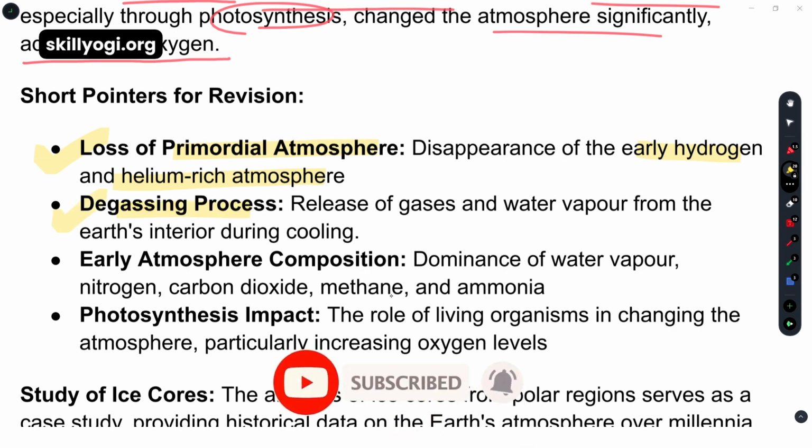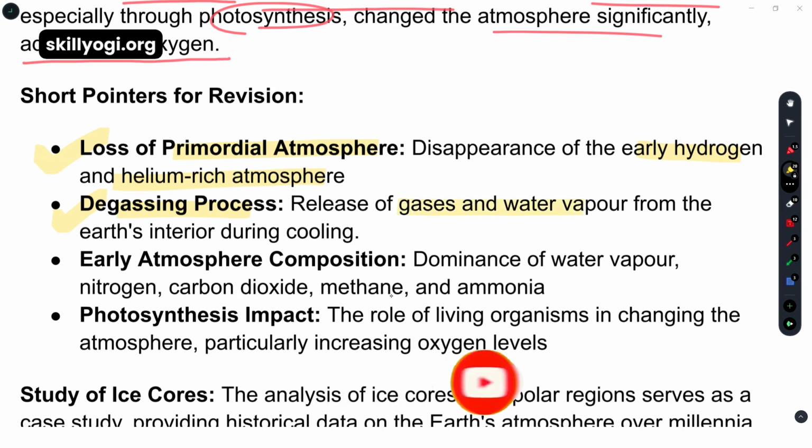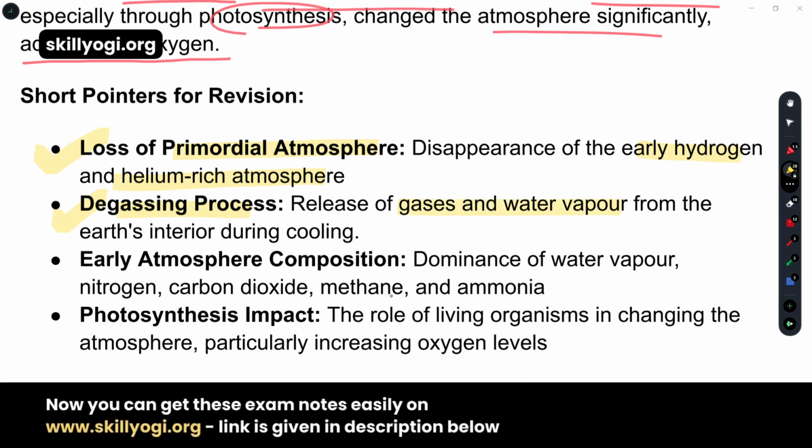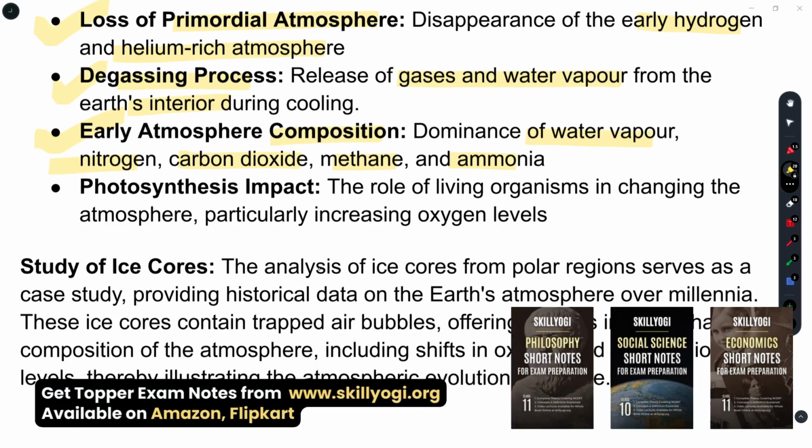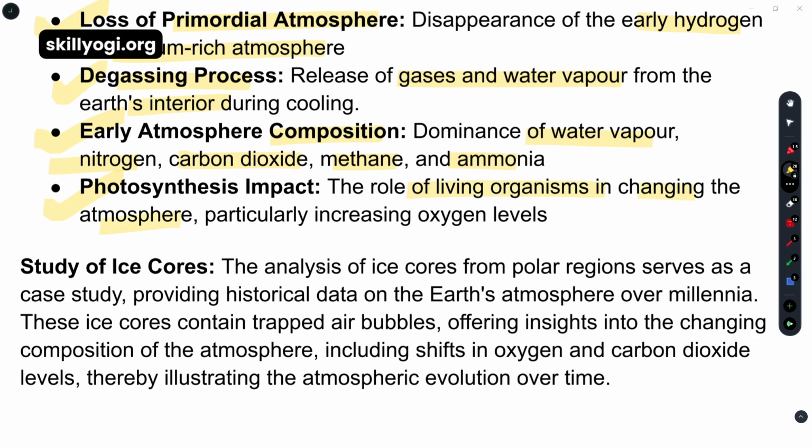Degassing process: that means the release of gas and water vapor from the Earth's interior during the cooling process. Early atmosphere composition: what is the composition? Dominance of water vapor, nitrogen, carbon dioxide, methane and ammonia. And the photosynthesis effect is also there: the role of living organisms, which changed the atmosphere, particularly increasing the oxygen level. When the oxygen level increases, our breathing becomes more comfortable.